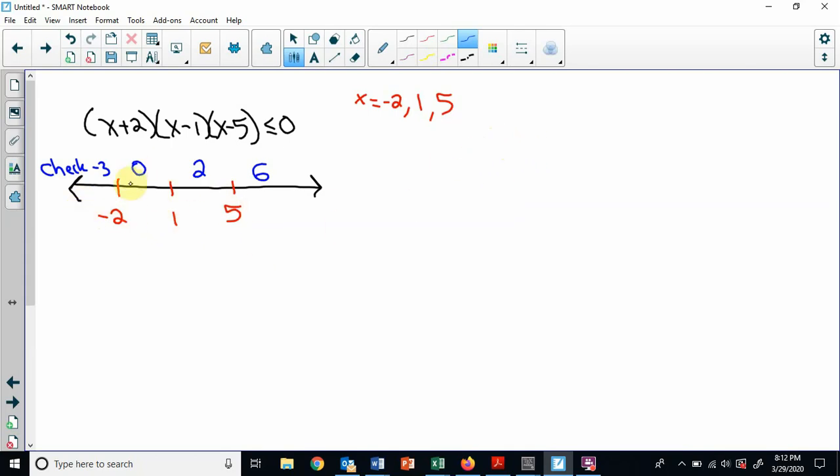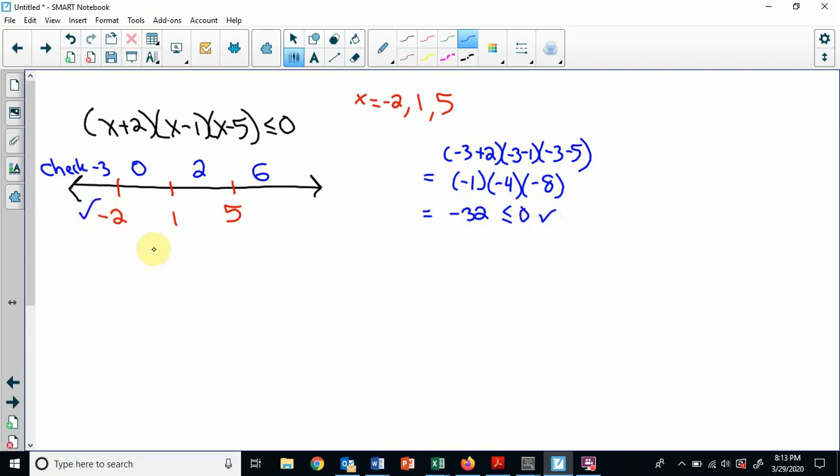Let's check negative 3. Negative 3 plus 2, negative 3 minus 1, negative 3 minus 5. Negative 3 plus 2 is negative 1. Negative 3 minus 1 is negative 4. Negative 3 minus 5 is negative 8. I think I got that right. A negative times a negative times a negative will be a negative, negative 32. That is negative. We're looking for less. Is that less than or equal to 0? Yes, less than or equal to 0.